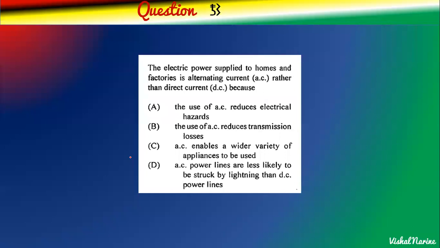Question 53. So question 53 is asking us why is it that we use AC, well, alternating current rather, and we use AC rather than DC, which is direct current. Right, so I see options B, C, A so far.